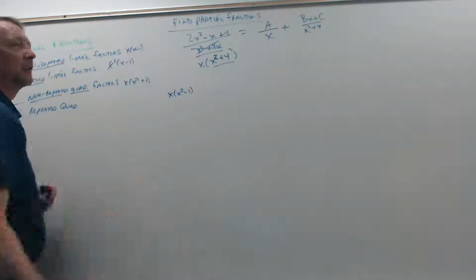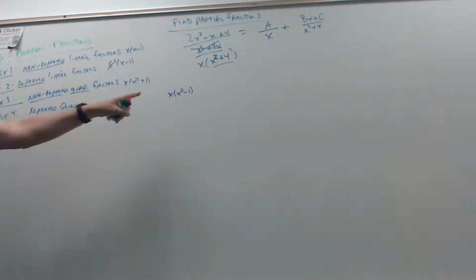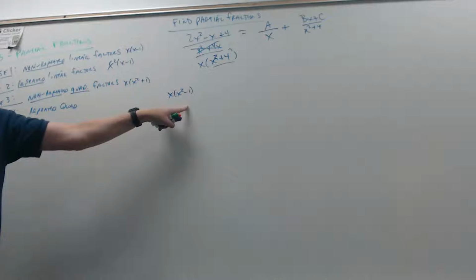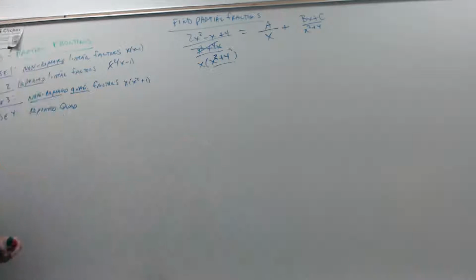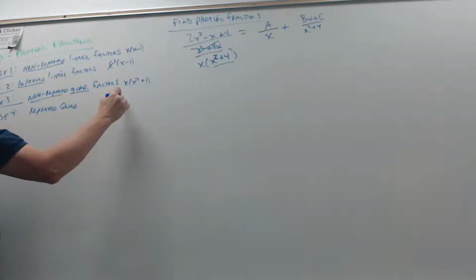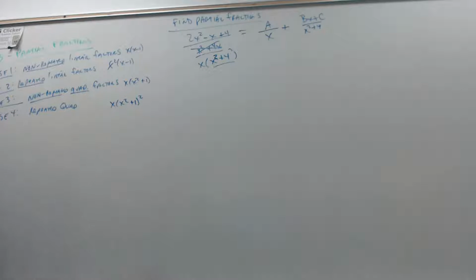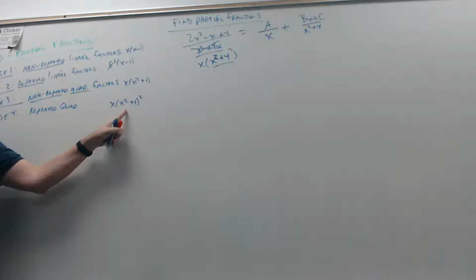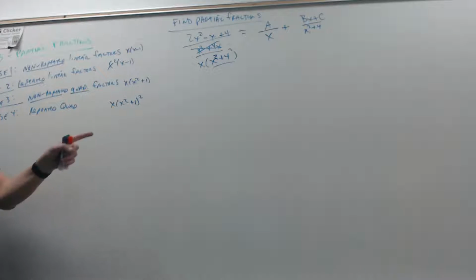Now, let me ask you a question. If I had x times x squared minus 1, that can be factored, and that would become linear, correct? Case number 1. If you square the 2x plus 1, that's case 4? Yes, this is case 4 right here. Both of those are examples.